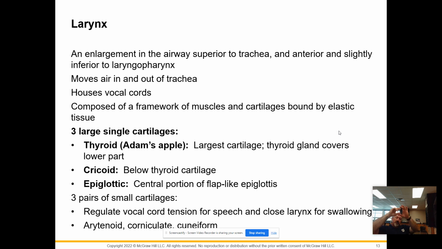All right, if you go just down from your thyroid cartilage, where the Adam's apple is, the next band there is going to be the cricoid cartilage. This is going to be below the thyroid cartilage, and you can see that from the posterior aspect. But something you can really see well from the posterior aspect is the epiglottic cartilage. So this is that central flap-like part of the epiglottis.